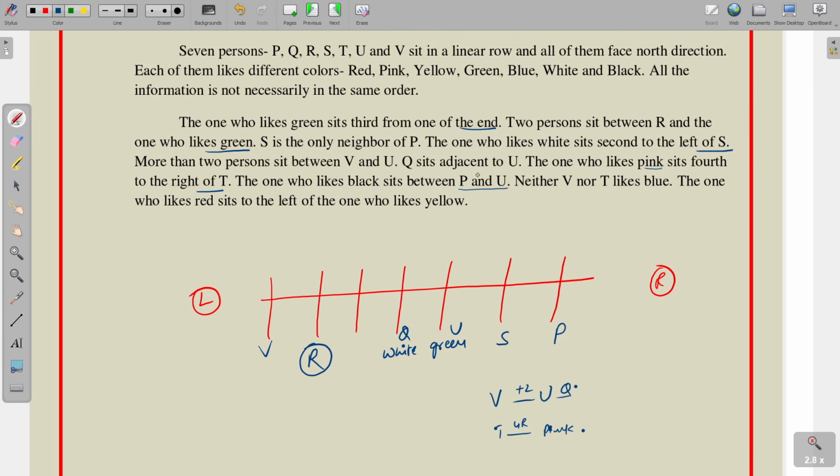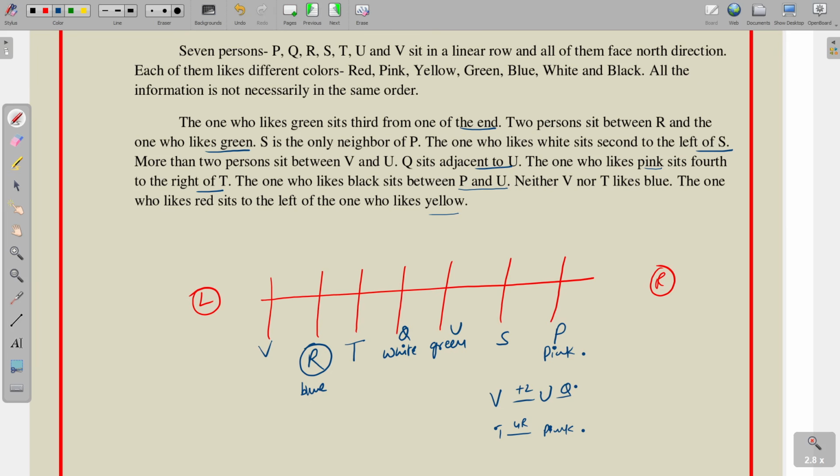And next, Q sits adjacent to U. The one who likes pink sits fourth to the right of T. Suppose if T is placed here, only one place is left, that is here. From T, 1, 2, 3 and 4. P likes pink color. So remaining, neither V nor T likes blue. So since neither V nor T likes blue, only this person likes blue, and the one who likes red sits to the left of the one who likes yellow color.